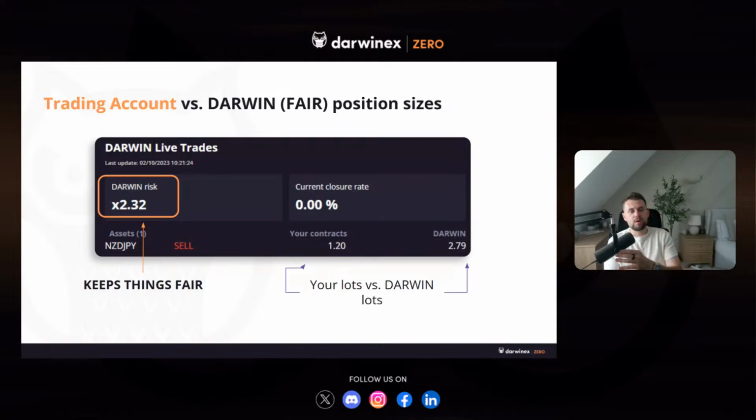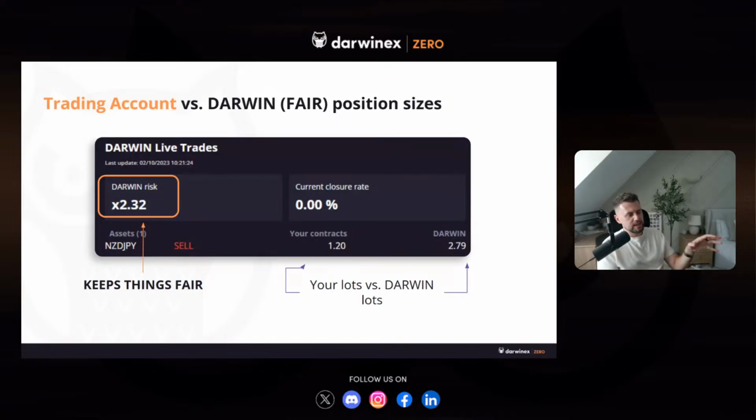We have much more information on that on our website or on our knowledge base. Just search Darwinex Zero knowledge base, and we have a whole load of articles that explain this in real depth. I'm giving you the overview of how things work, but if you really want to look at the maths and understand exactly what's happening, I would recommend going and reading those knowledge base articles.